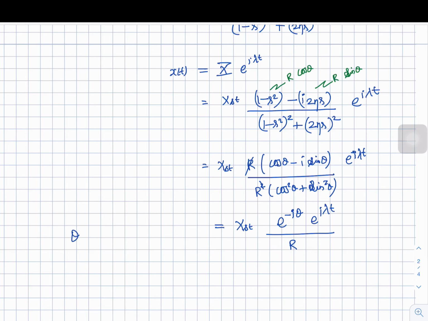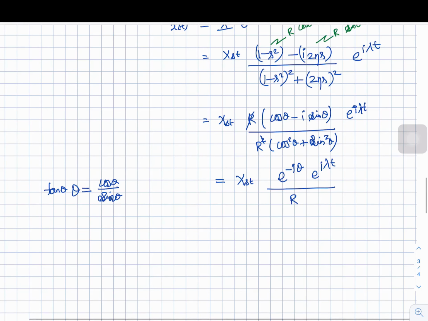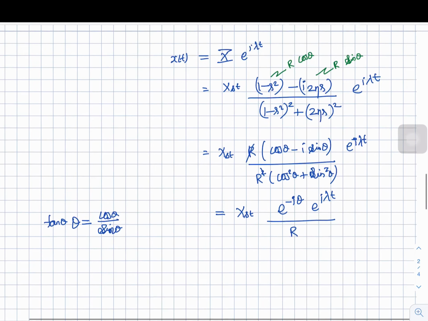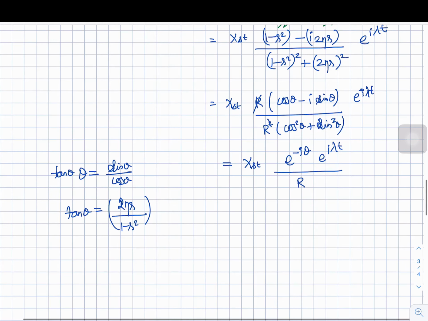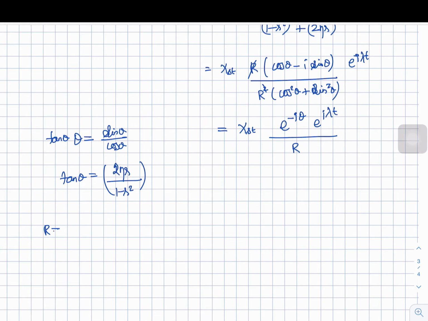So where theta is, tan theta is sine theta by cos theta. So what is sine theta? 2 eta r over cos theta, 1 minus r square. So theta is tan inverse of this.